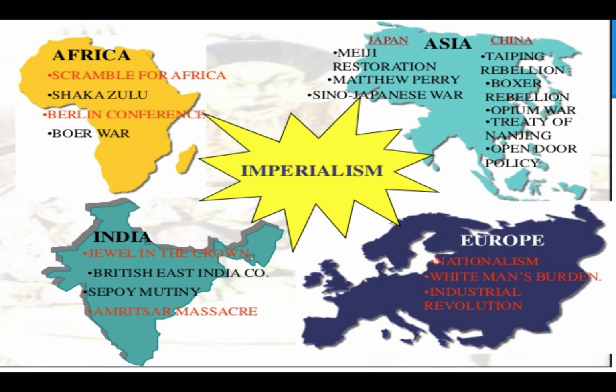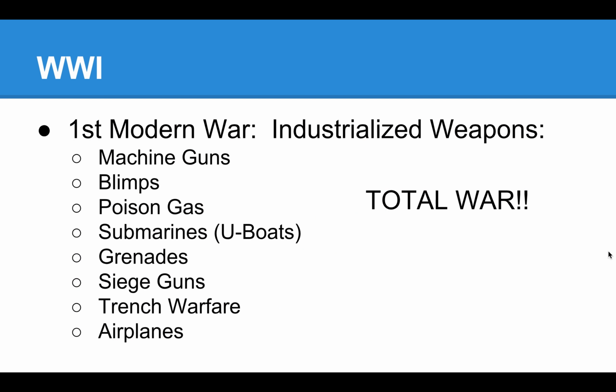And in Europe, we have this idea that they feel better than everybody that is not European. Rudyard Kipling expresses these viewpoints in his poem White Man's Burden. And you also have the impacts of the Industrial Revolution. In World War I, we have the first modern war because of industrial weapons. We also have total war, which includes men, women, children, elderly, livestock, everything. Everyone's in the war, everyone's affected by the war.